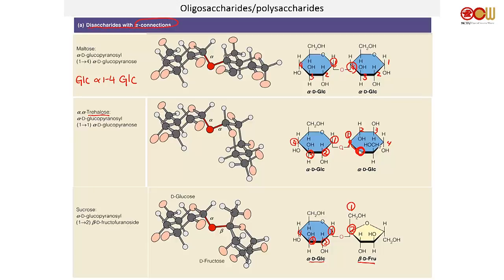Okay, so alpha connections will always refer to the first carbon's anomeric type. Is it alpha or beta? And as you can see, all of these are alpha, alpha, alpha. Okay, that's the alpha 1, 4. So it's referring to the left side, the left sugar.